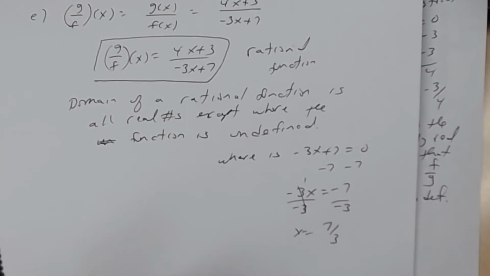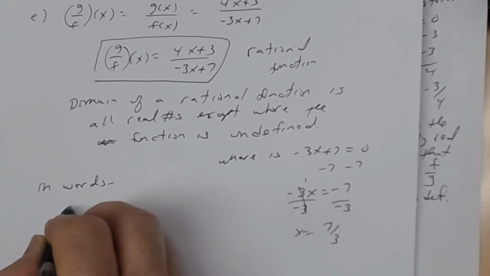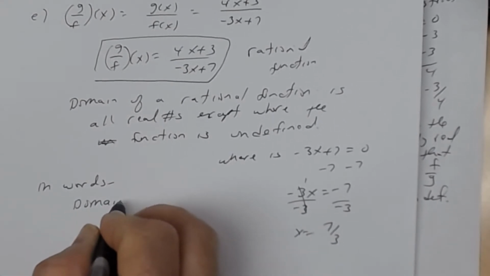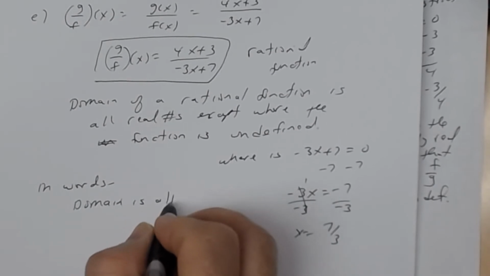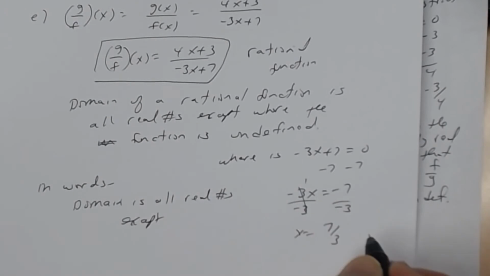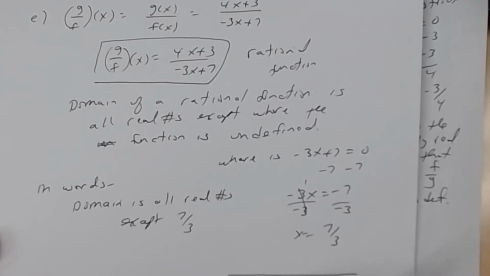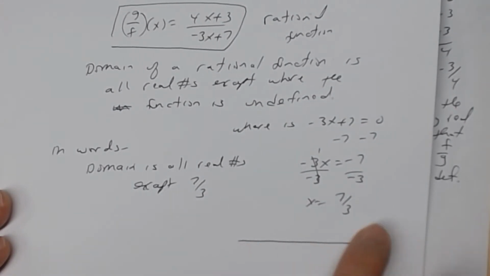So my domain in words, my domain is all real numbers except 7/3. That's what I found. Domain is all real numbers except 7/3. But they're going to ask you to write this as an interval. So think about what you're doing. You can put this in a number line. So remember, the domain would be all real numbers except this. So you can put this in a number line and cross it out. So the domain is all real numbers except 7/3.